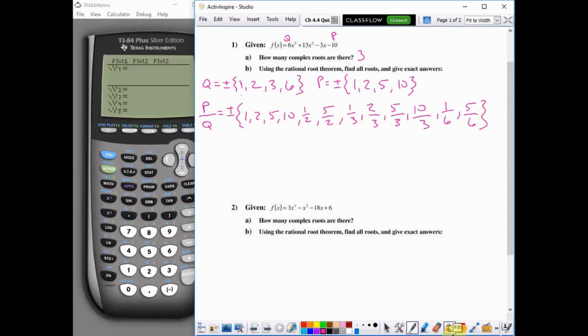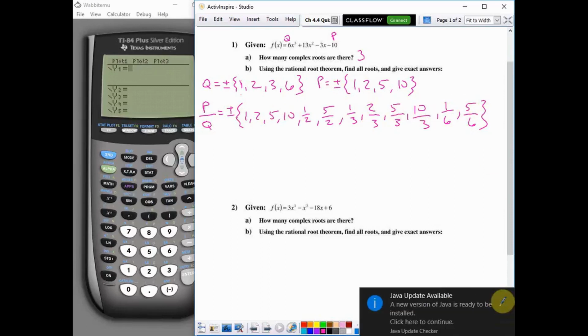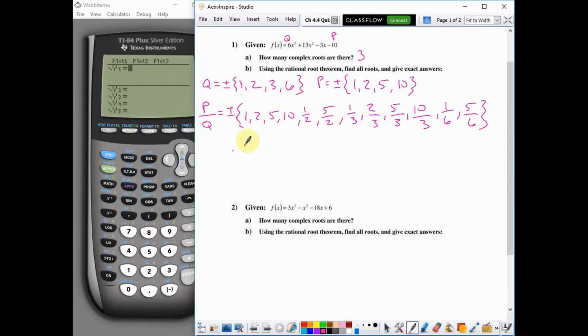So that's my list. So 1, 2, 3, 4, 5, 6, 7, 8, 9, 10, 11, 12 possibilities. And also the negative version. So positive or negative means I've actually got 24 possibilities here. Okay? So I need to check on my calculator. I don't really have to use a calculator. I can always just start plugging these numbers in, the positive version and the negative version, into this equation. So if I don't have a graphing calculator, that's what I'm going to have to do. And anything that gives me an output of 0 is a root.